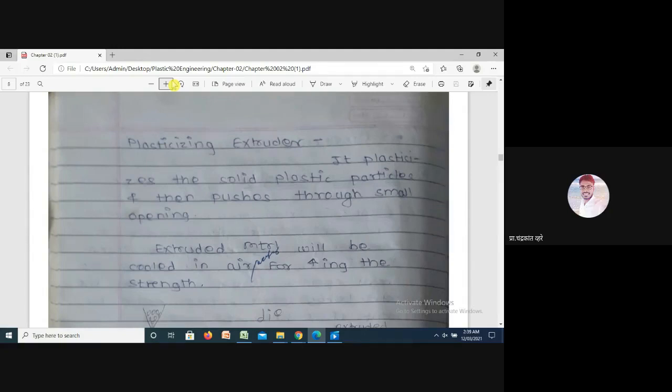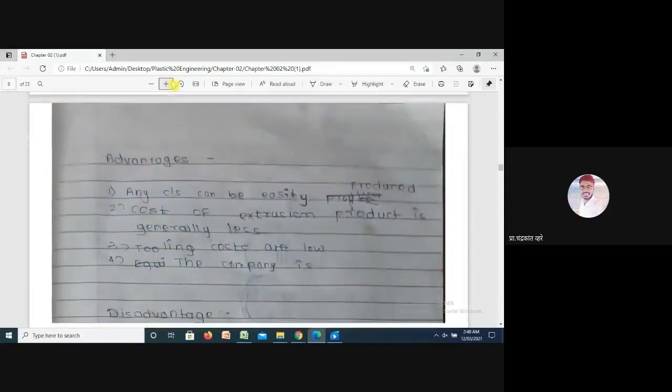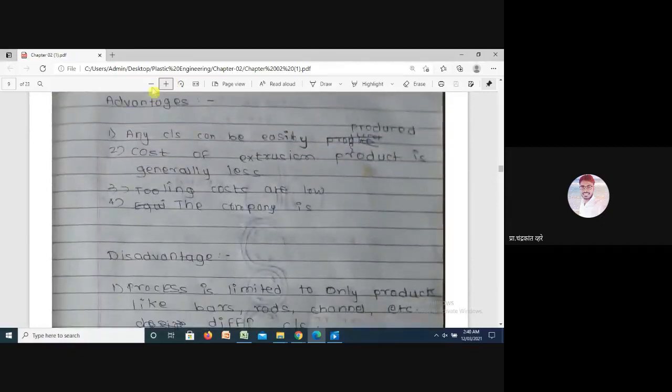So is it completed? Dhanasri, roll number 86, is it completed? Yes, sir. Okay, so that's it for extrusion. Just write the advantages and disadvantages only. This other part is not required. So just write down these advantages and disadvantages. We'll stop here today.